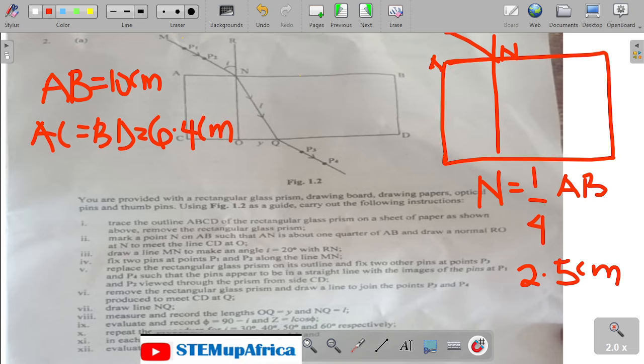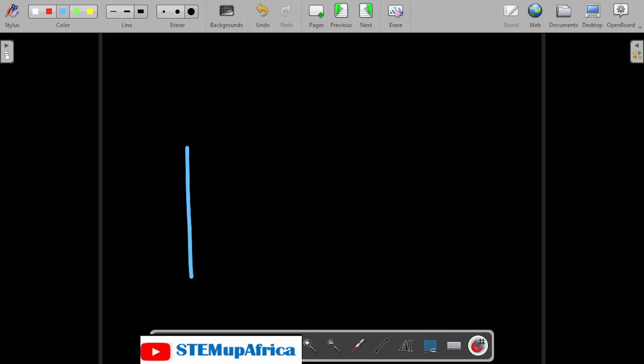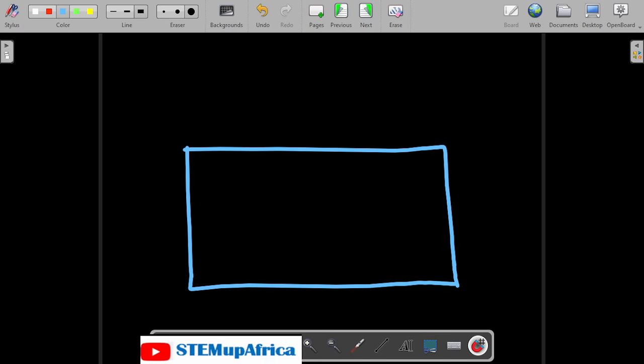So let me show you some tricks on how you can obtain these values without actually conducting the experiment and make life easy for you. Let's take this as our glass block. So I've shown you how to get your normal. Your normal is now here. When you do the 2.5, you place your protractor here to mark this point to be on 90, to mark your incident ray, which is 20.